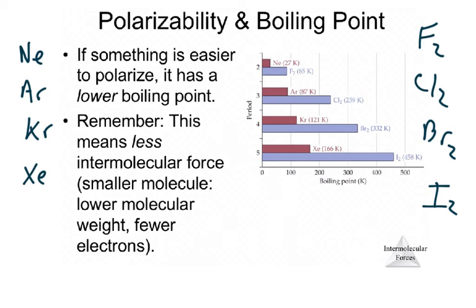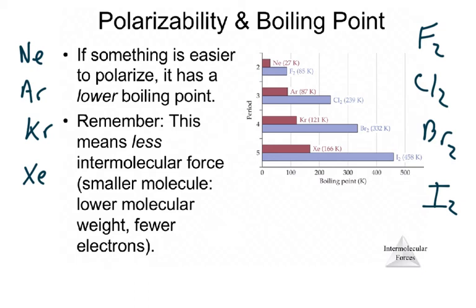Now, when you get to bromine, you'll notice that the boiling point is 332. It's actually a liquid at room temperature. And iodine has the highest boiling point at 458. It's actually a solid at room temperature.